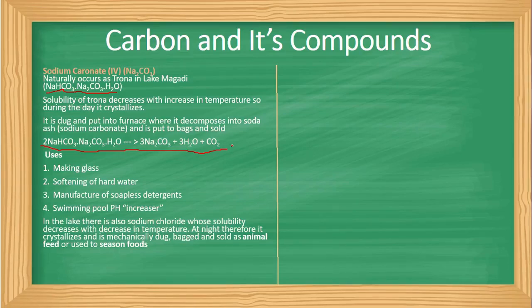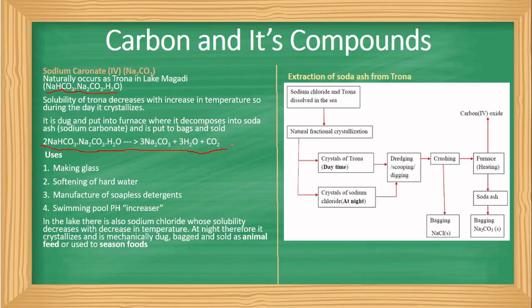In the same lake where there is trona, there is also sodium chloride. And this sodium chloride, its solubility decreases with decrease in temperature. So at night, it is able to crystallize from the solution. It crystallizes, and it is mechanically dug. It is put in bags and sold as animal feeds or used to season foods.